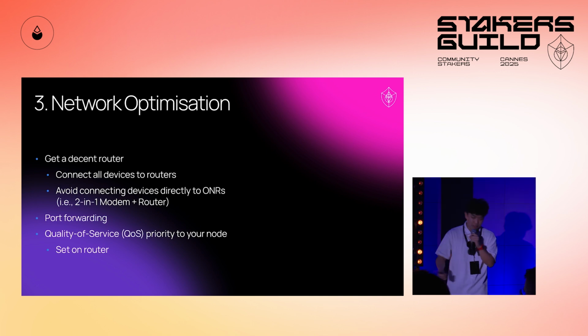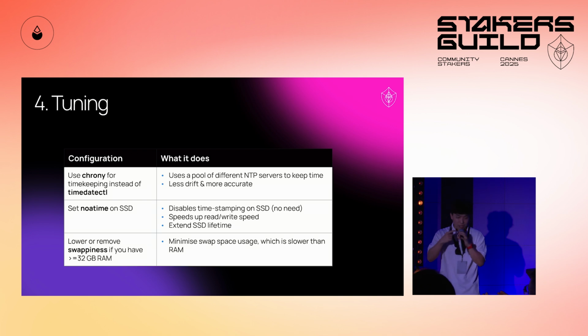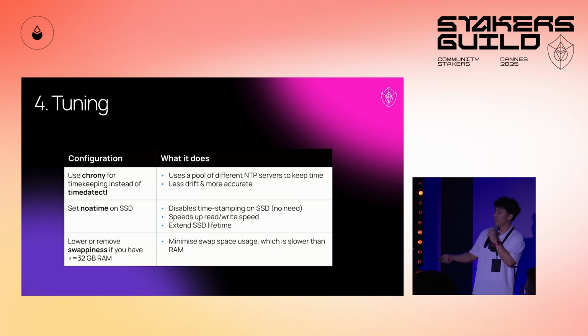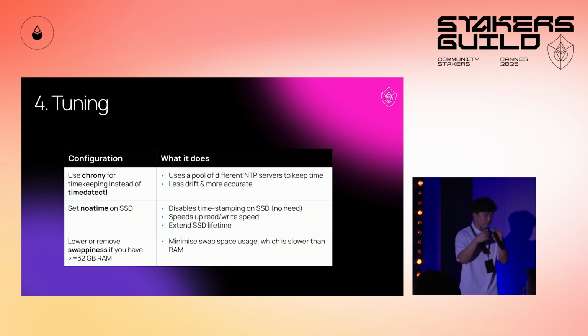All right, tuning. This is on the device itself. This is what you can do. Three main configurations here. For timekeeping, you can use the Chrony package instead of the default timedatectl. What it does is basically use a pool of different NTP servers. NTP means Network Time Protocol, to keep time. Because it uses a pool, it's less dependent on a single server and reduces a single point of failure. There's less drift and it's more accurate in general.